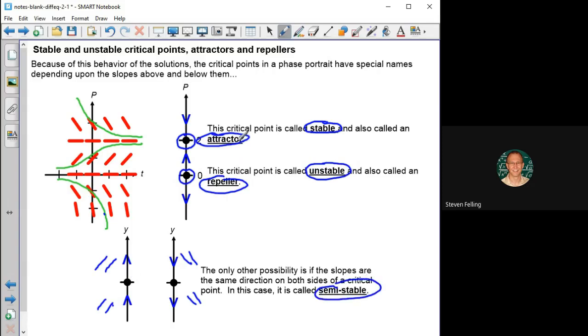They neither attract nor repel, and it's not stable the way this is. Like the solution will not stably orient there. There's just an unusual thing happening here. So those points are labeled semi-stable.